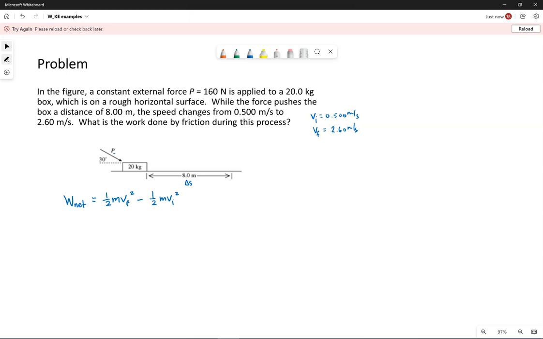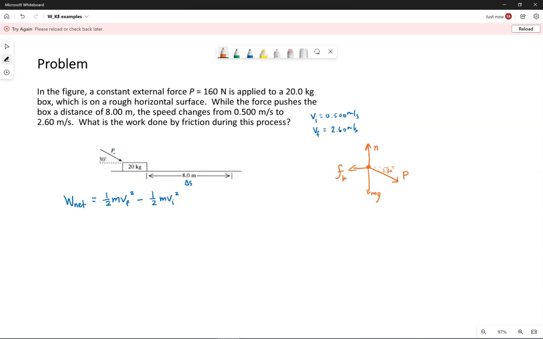Okay, so the net work, we need to consider all of these forces. So if I draw my free body diagram over here, I like to draw my forces emanating from my dot. So there's a force P at this angle 30. There is a normal force. There is the force of gravity. There is some friction. And I certainly did not draw these to scale.